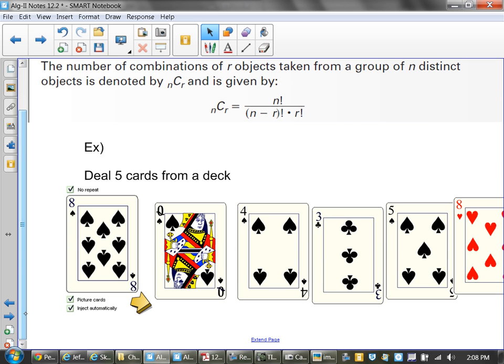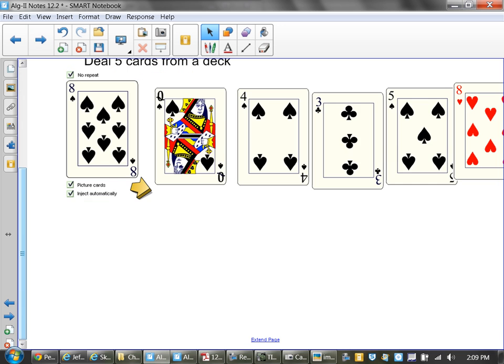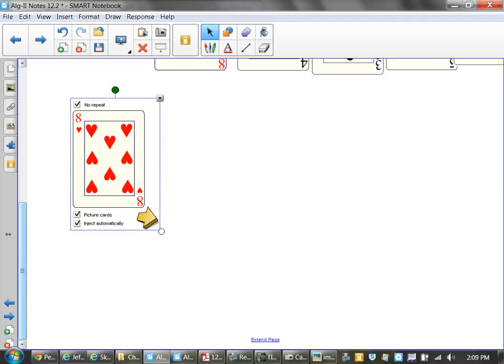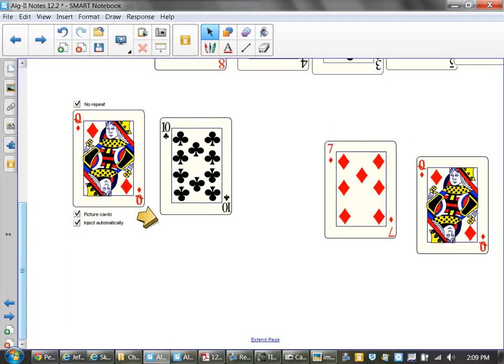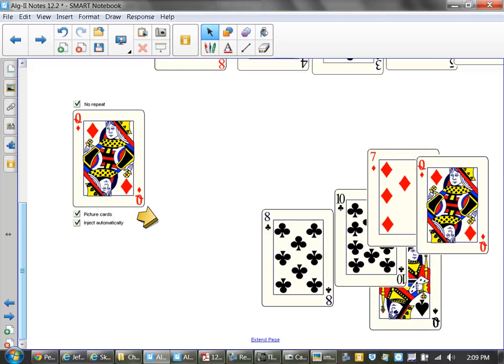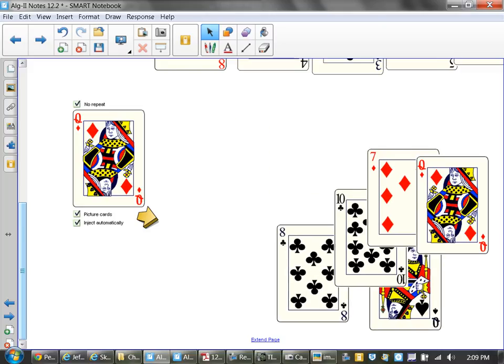I tried to make this work on the smartboard, and it didn't really show up, so I might as well at least show you guys this. If I want to pick cards, there's my 5 cards. Thought it was kind of cool. It didn't work as well as I'd hoped.